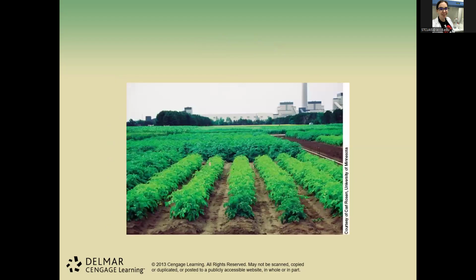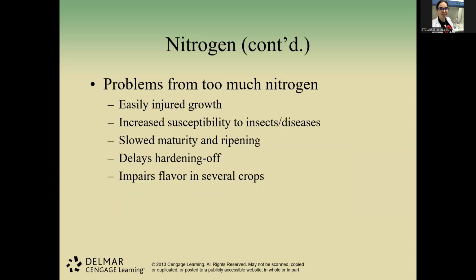First, let's take a look at the figure. Here we can see an example of a nitrogen deficiency. The plants in the foreground are potatoes in a sandy soil that's deficient in nitrogen. The plants in the background have adequate nitrogen. The ones in the foreground are pale green and have a chlorotic appearance. They look a little bit yellow in this case.